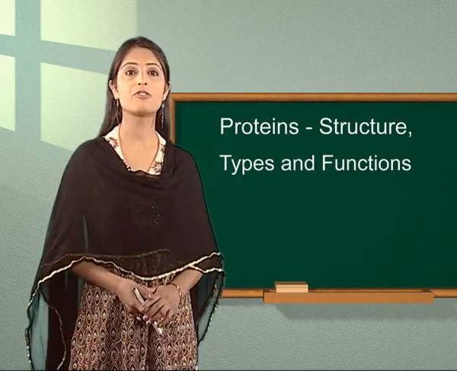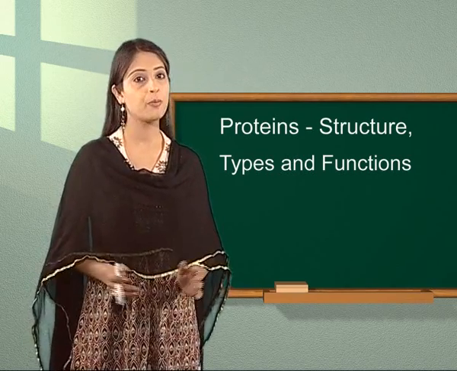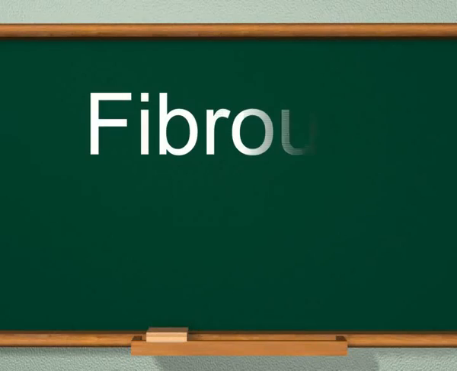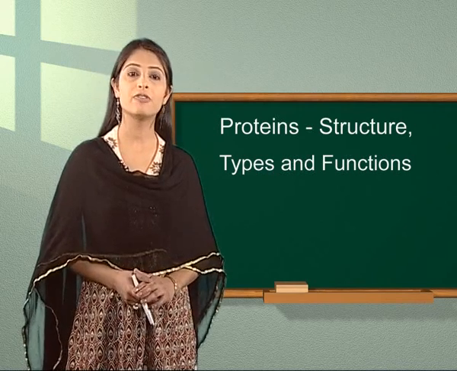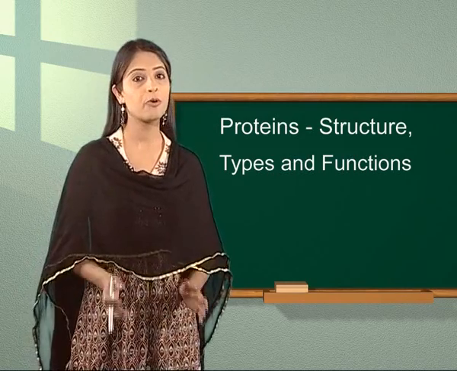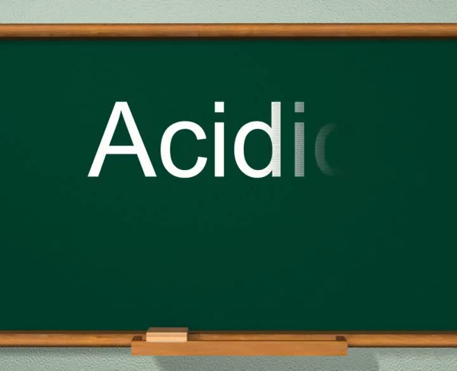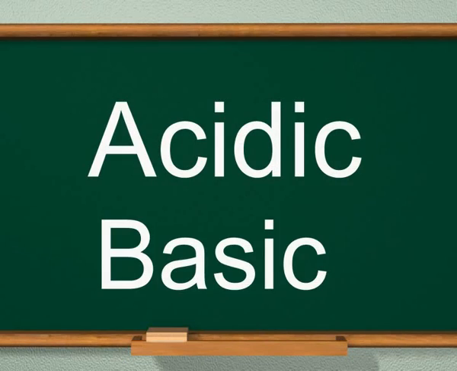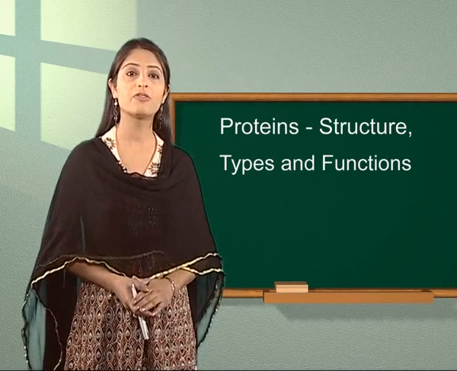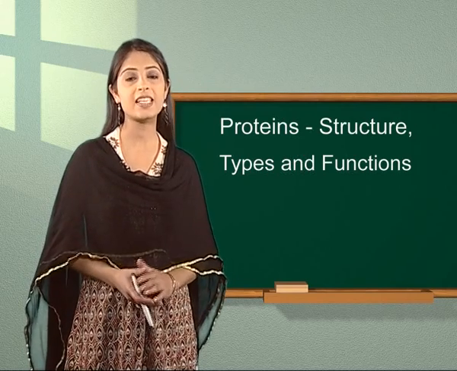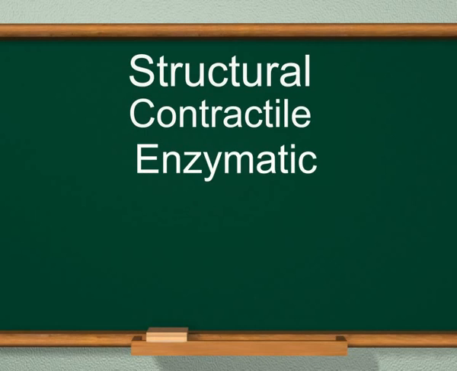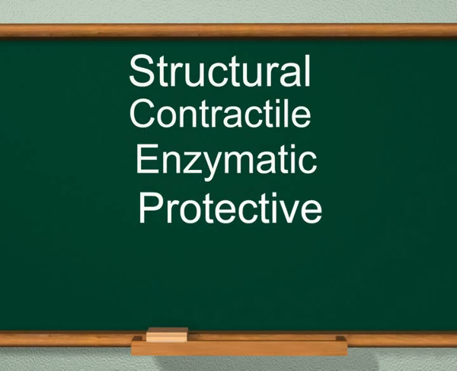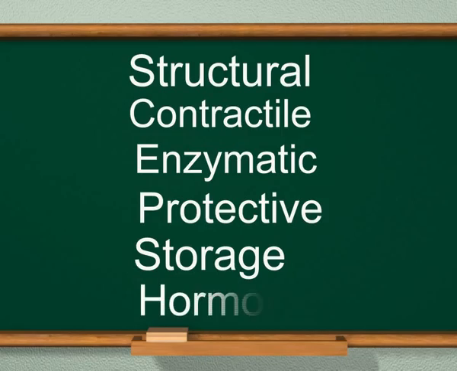On the basis of shape of their molecules, proteins can be fibrous and globular. On the basis of nature of molecules, proteins can be acidic and basic. On the basis of their functions, proteins can be structural, contractile, enzymatic, protective, storage, and hormonal.